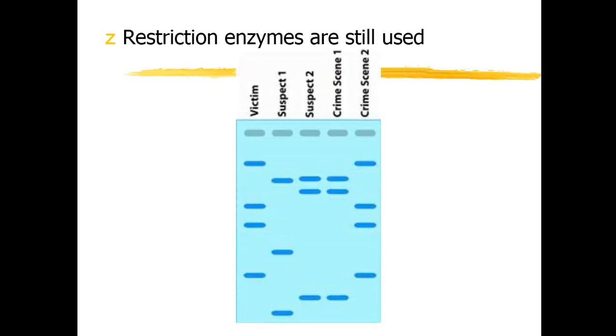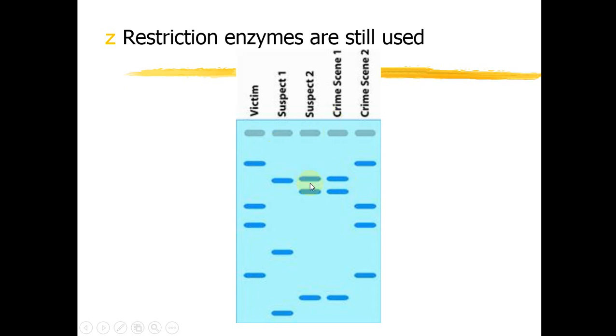So this is the victim. DNA fingerprints of the victim, suspect 1, suspect 2, crime scene 1, crime scene 2. The samples were obtained at crime scene 1 and crime scene 2. Maybe a hair sample or blood or semen, okay, or saliva.